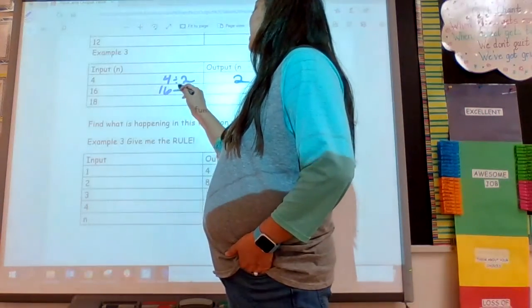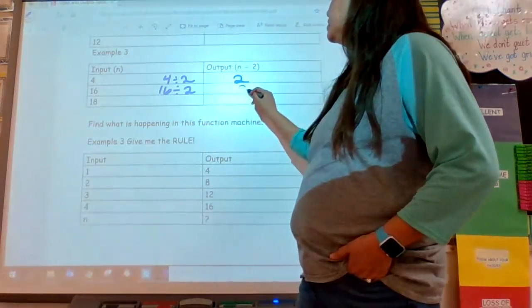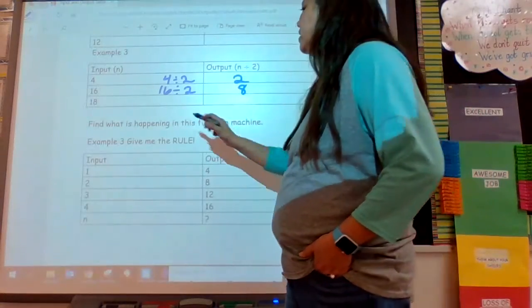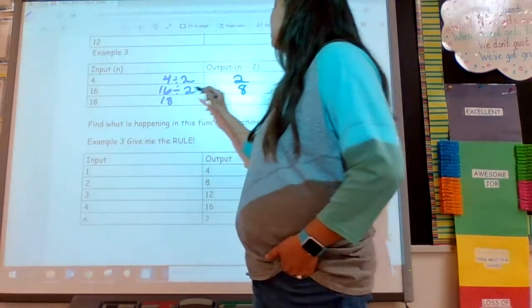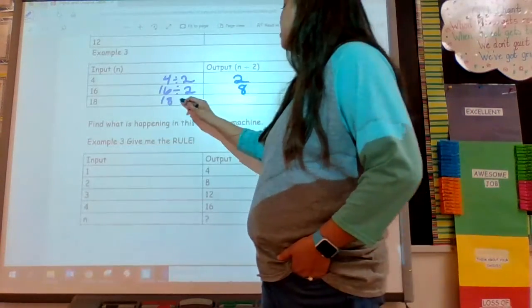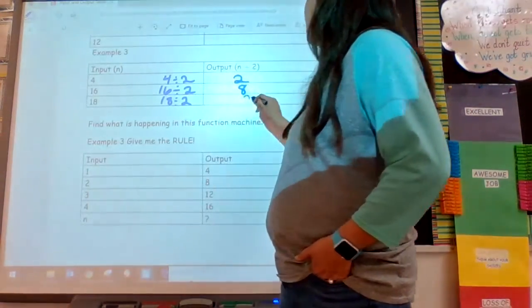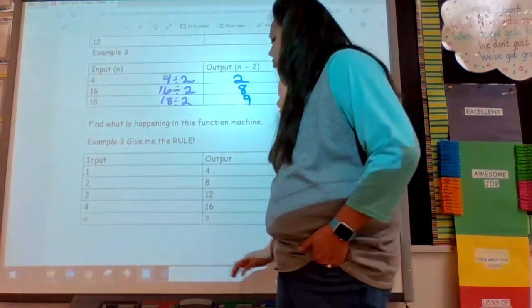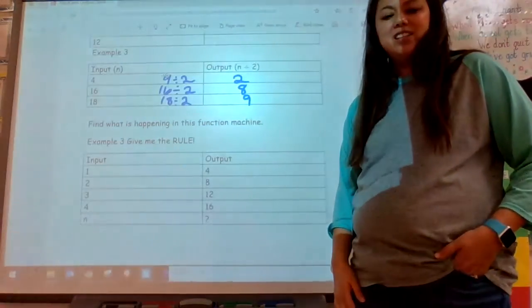16, we're going to divide that by 2, and what do we get? 8. And 18, we're going to put that in for n. 18 divided by 2 is 9. So check and see if you got that correct.